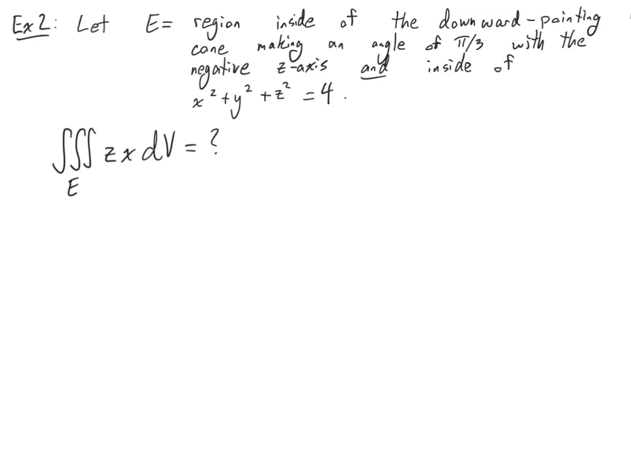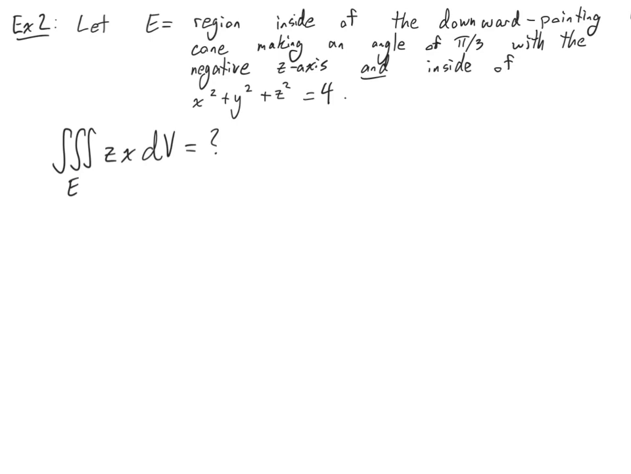For our next problem, let E be the region inside of the downward pointing cone making an angle of pi over 3 with the negative z-axis, and inside of the surface x squared plus y squared plus z squared equals 4. And we're evaluating the triple integral of zx dV over E. I'll give you a second here to pause and try to evaluate this region.